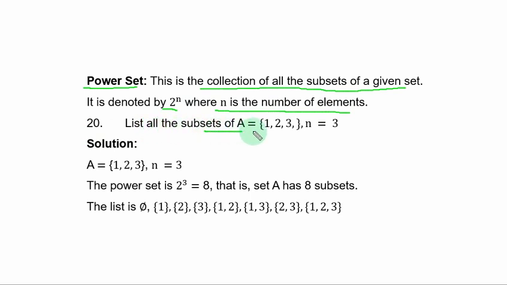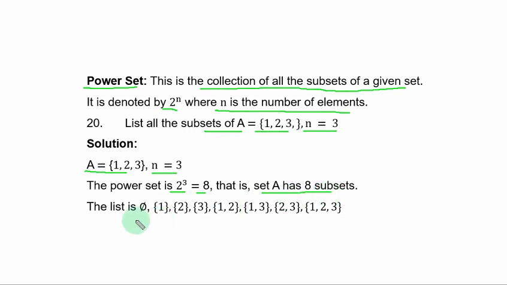The elements are 1, 2, 3, and they are 3 in numbers. That means n is equal to 3. So this is the given set. n is equal to 3, the number of elements. The power set becomes 2 to the power of 3, and that is 8. That is, set A has 8 subsets.